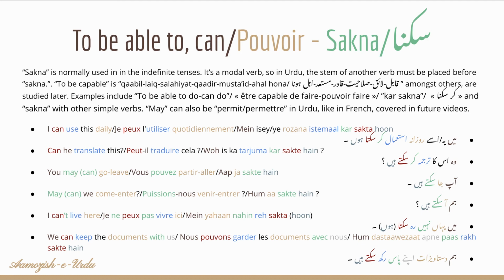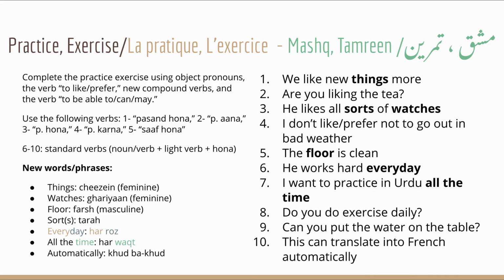You also know the word for paper. Paper is kaghaz and the plural is kaghazat. So document is dastavez and the plural is dastavezat. Time for practice / exercise. Mashq or tamreen. So complete the practice exercise using object pronouns, the verb to like / prefer, new compound verbs, and the verb to be able to, can, and may.